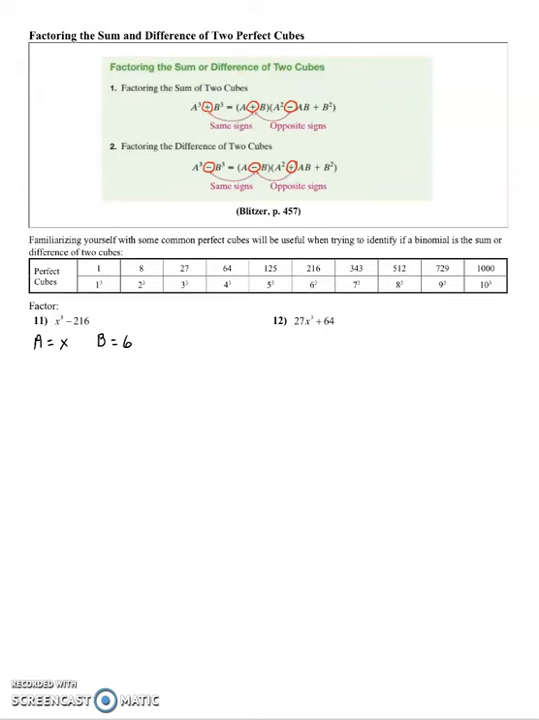So to factor x cubed minus 216, we start with a minus b. So a is x and b is 6, and we're subtracting them because we started with a subtraction in our original problem, and so the signs are the same in the first parentheses. Now in the second parentheses, it's a squared, so that's x squared. Now the sign is the opposite from the one in our first parentheses here, so plus.